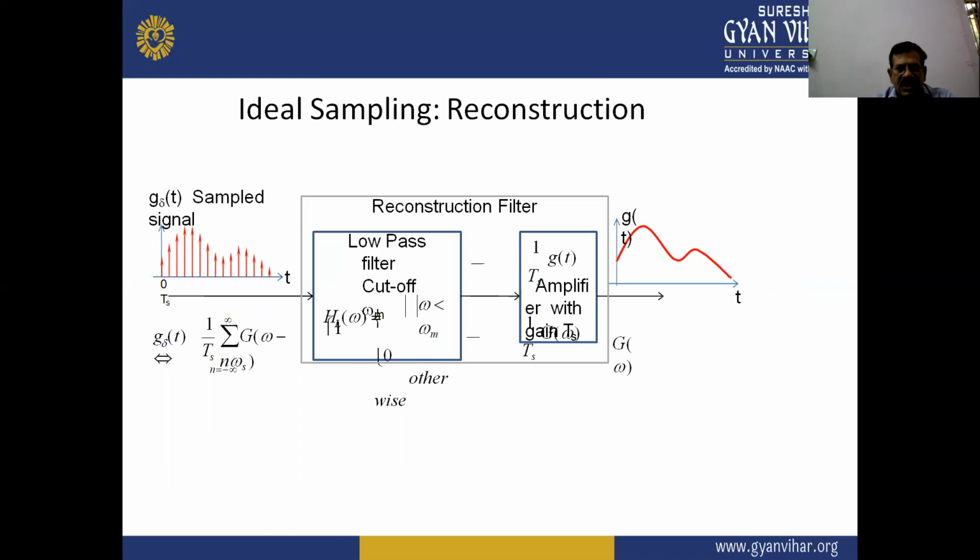So this is the reconstruction block diagram, in which the sampled signal or discrete signal is applied to the low pass filter and then applied to the amplifier, and then converted into an analog signal. So this is the reconstruction process, in which the discrete signal is converted into the analog continuous time signal.